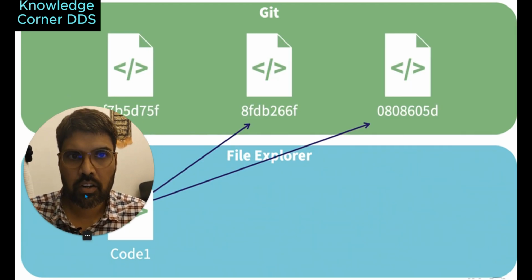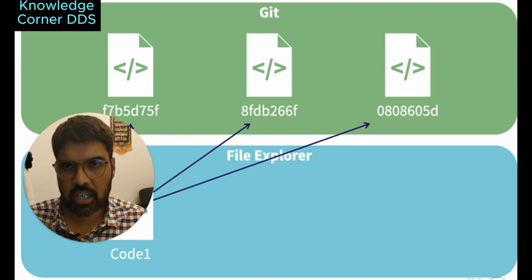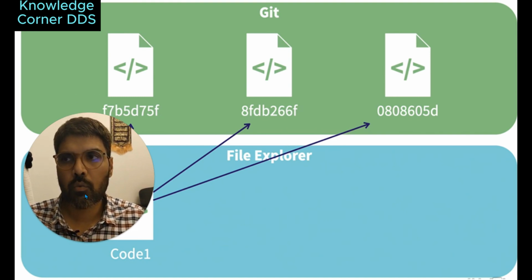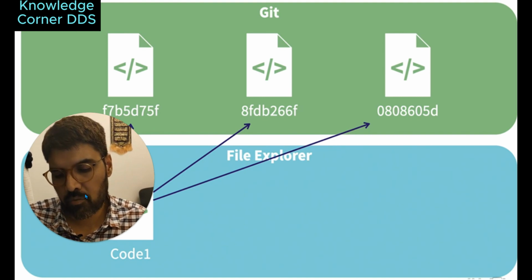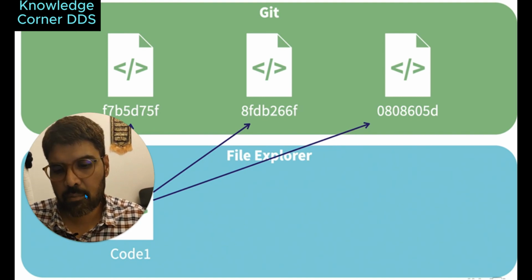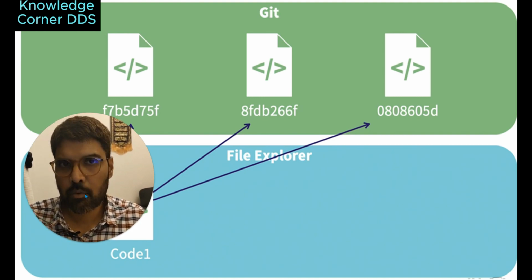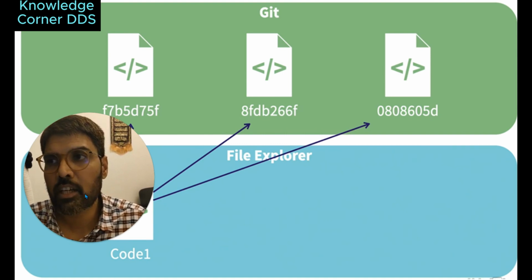You make a particular change, and then you want to save that particular version. Suppose you do it at 5 o'clock in the evening, you have a particular code which is working, and you want to save this prototype somewhere, and you want to use the same code 1 file name. You don't want to change the name of the file. What you will do is you will commit it to Git.